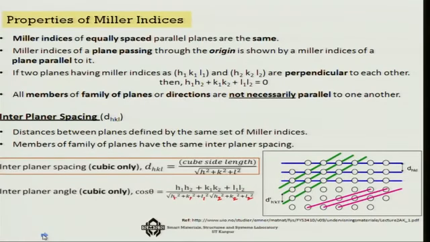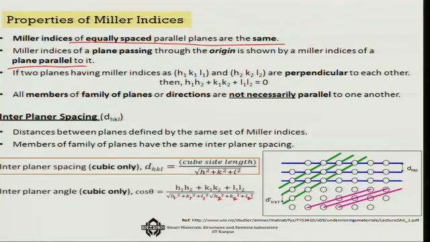What are the other properties of the Miller indices that we can define? Miller indices of equally spaced parallel planes are the same. In fact, that is why we have shown that all the parallel planes can be represented with the help of the same Miller index itself. The Miller index of a plane passing through the origin is shown by the Miller index of a plane parallel to it, because it cannot contain the origin. So, it is shown as a plane parallel to it.